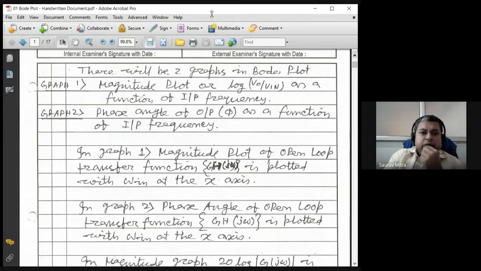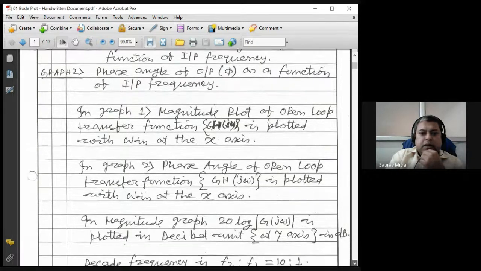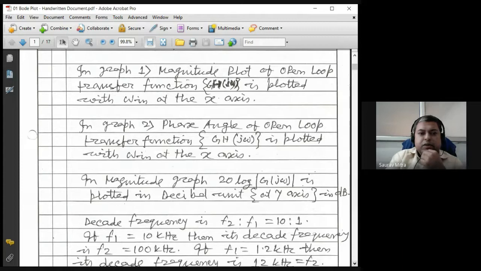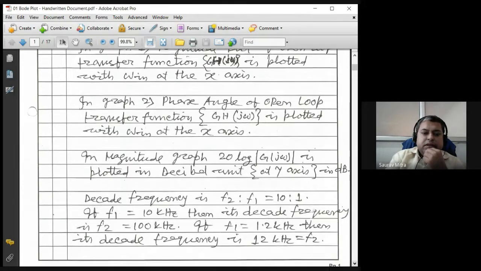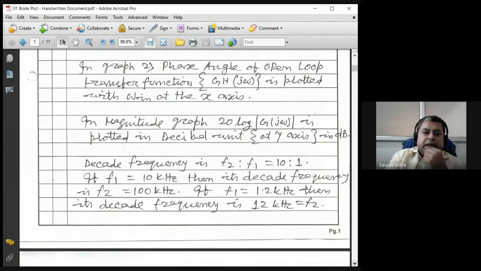I told you that in Bode plot we have to mainly plot two plots, that is the magnitude plot, 20 log of V naught by V in, and next is the phase plot, phase angle phi. In the first plot, the magnitude plot of open loop transfer function G(s)H(s), it is plotted with respect to omega from 0.1 up to a higher frequency. And in graph 2, phase angle, we plot phi with frequencies 0.1 to higher frequencies. In the magnitude graph, we convert all the magnitude ratios into dB. So the formula is 20 log |G(jω)H(jω)|. That is what we do.